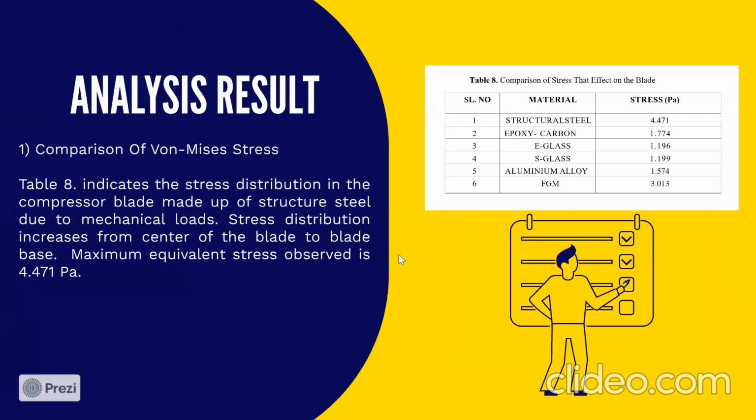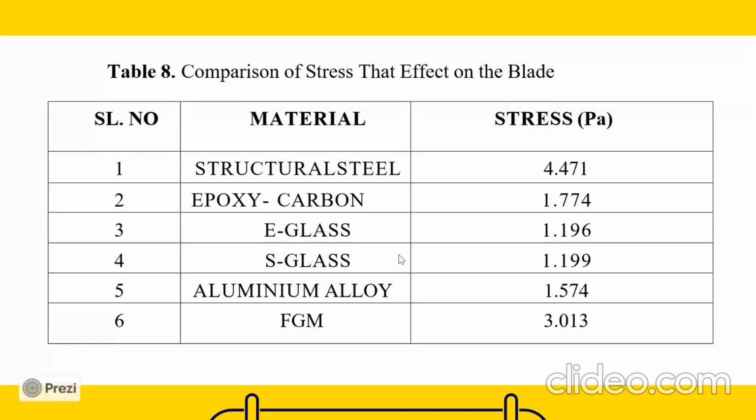Analysis result. First, we compare stresses. As we can see in Table 8, it indicates the stress distribution in the compressor plates made of structural steel due to the mechanical load. Stress distribution increases from the center of the plate to the plate base. The maximum equivalent stress observed is 4.471 Pascal. This is the stress for six types of materials. This is our result.